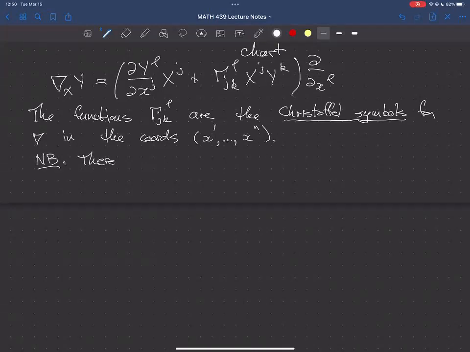And the transformation rule for Christoffel symbols is given in the course text. I encourage you to go and look at it, because the transformation rule for Christoffel symbols looks quite a lot like the transformation rule for accelerations that you have in a homework problem. If you take x double dot of t and figure out how that changes coordinates, it looks a lot like the Christoffel symbols. And there's a reason for that.